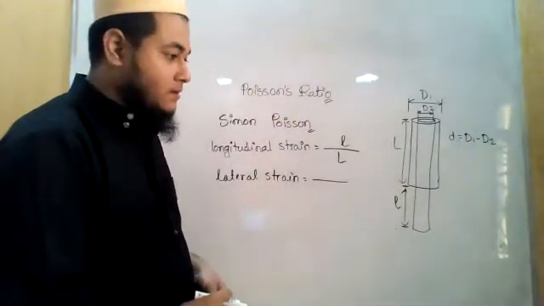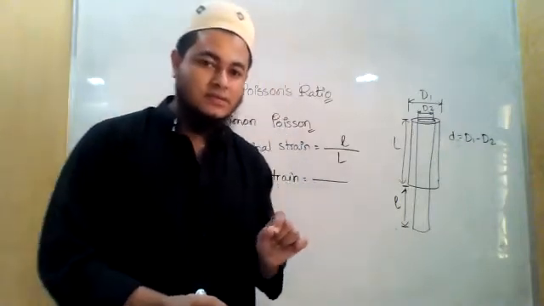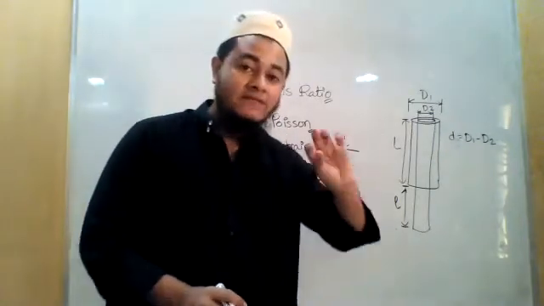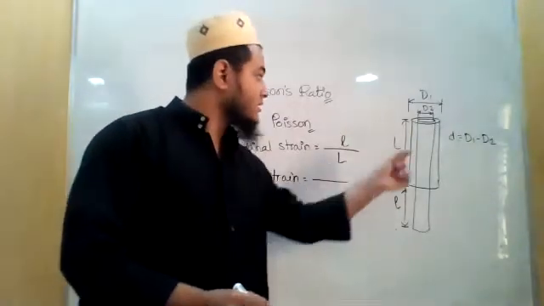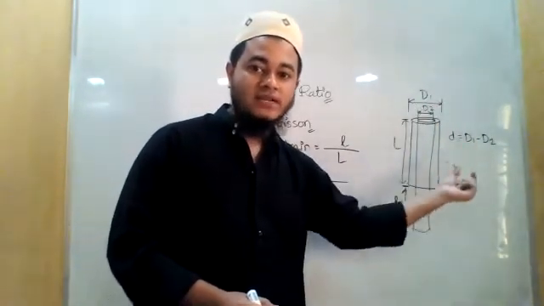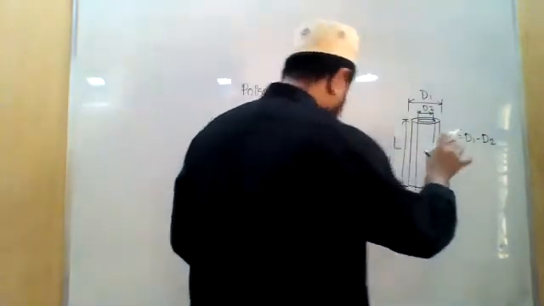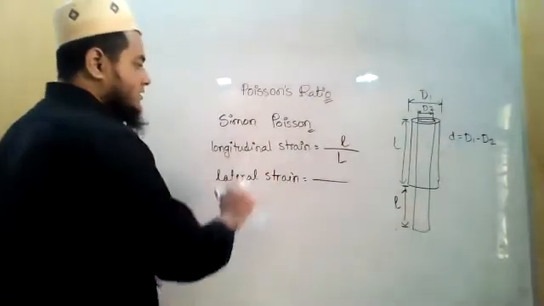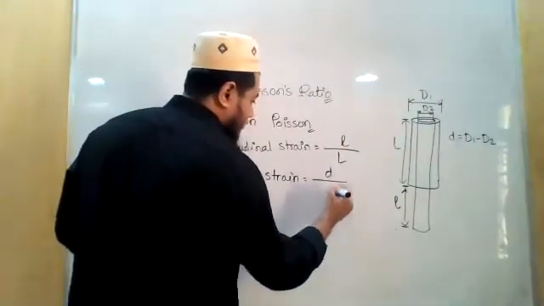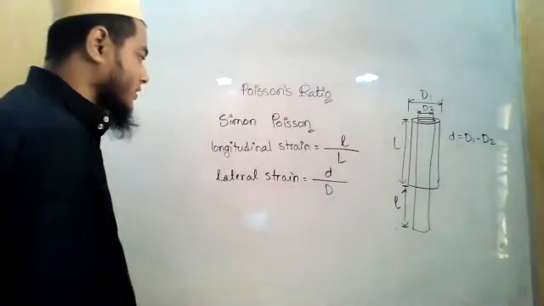But what we do normally, we represent the change by final minus initial, right? Here this is the final and this is the initial. So if we write D2 minus D1, that will be negative. I will talk to you about that. So the change divided by the original, that is lateral strain.